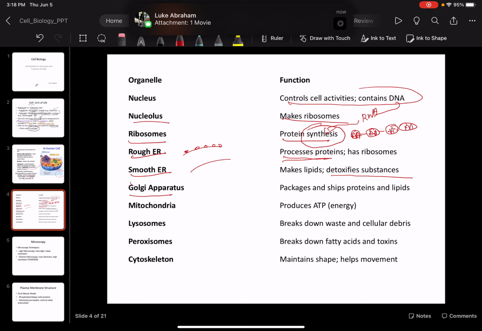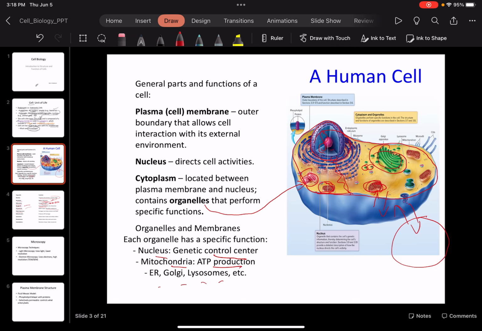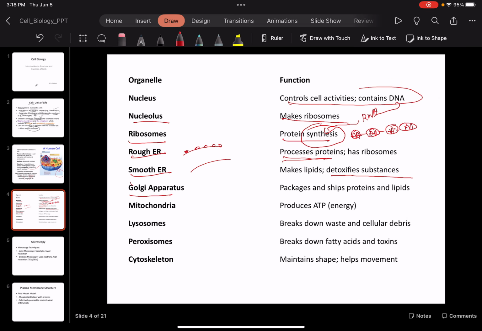Golgi apparatus, which this one is a Golgi apparatus, packages and ships protein and lipids. It reminds me of a post office. Post office, what do you do? You send a gift to your parents. What happens? They sort them based on the size and where it has to go. That is the Golgi apparatus too.